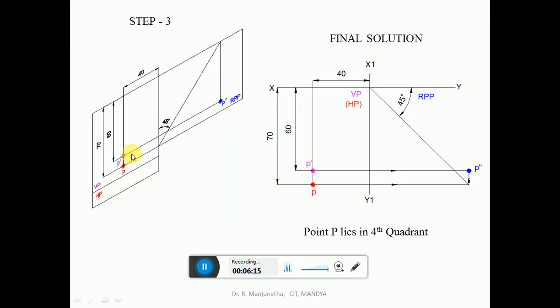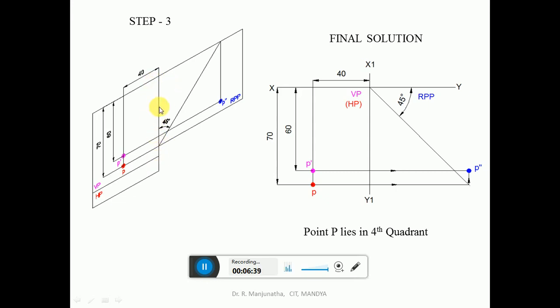Now once it has been rotated, we can see this is step 3, wherein the vertical plane and the horizontal plane both will be overlapping, and the right profile plane too will be towards the right side. Now when we see from the front view, the distance with respect to the profile plane, which is 40 mm, which is in front of RPP, is seen in VP.